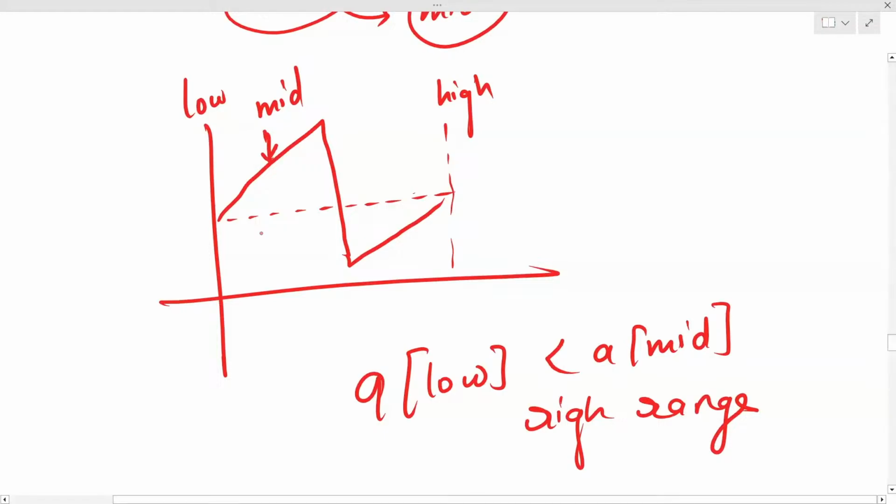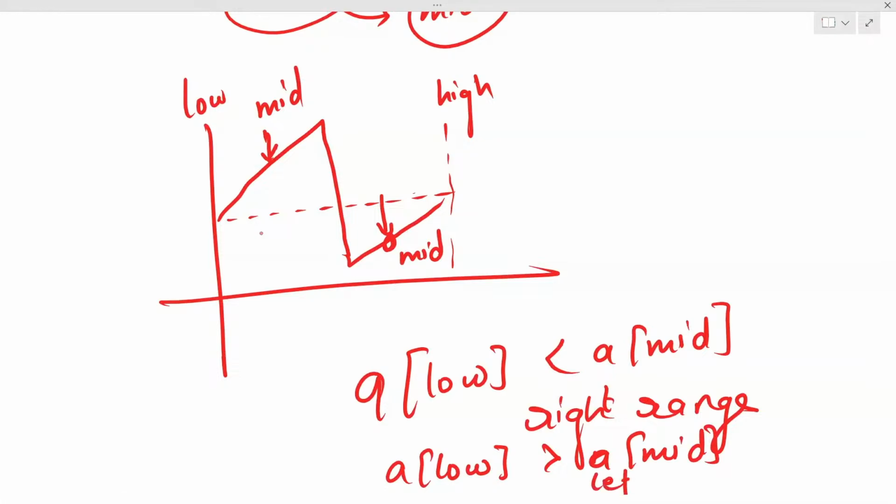Otherwise, let's suppose our mid was here. Let's try to picture this. If our mid is here, and A of low is more than A of mid, then we'll always shift to the left range. Left range. Is it clear now? Yes, no, anything? What about others?